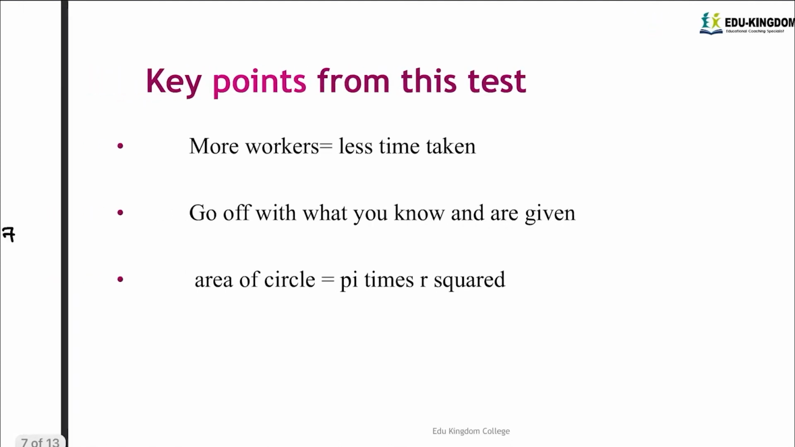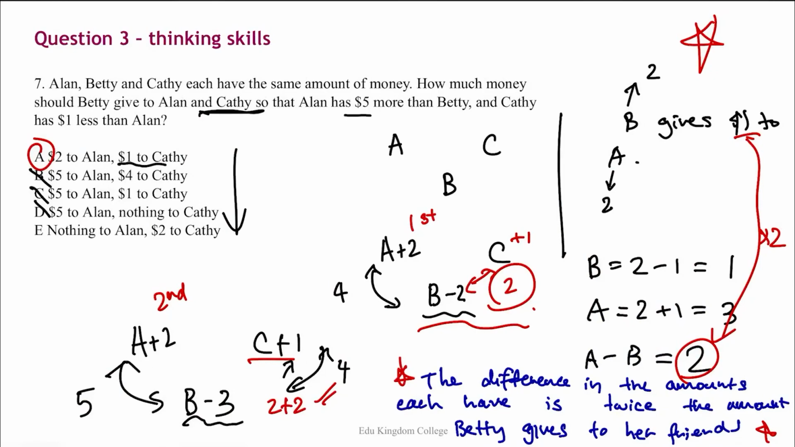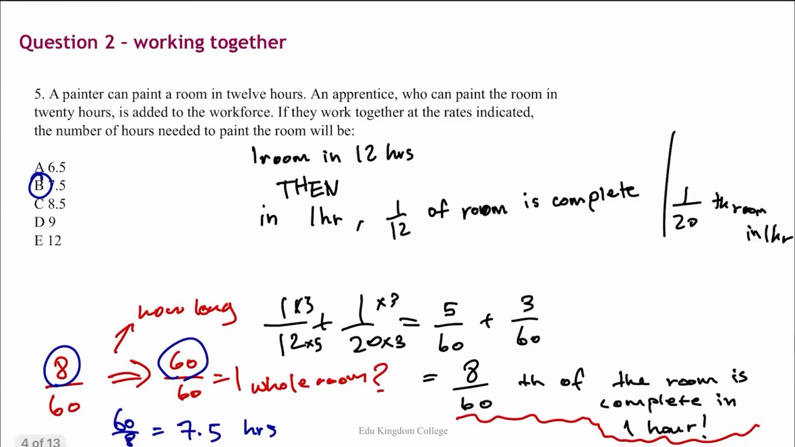Okay, guys, let's move on to the key points. Number one, more workers equals less time taken. Okay, I have seen many times where students think just because more workers work, it must take more time. This is not the case, guys. It's the opposite. More workers means more hands. More hands means more work gets done in a shorter time.